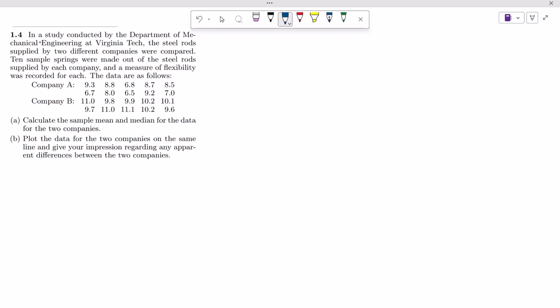8th edition. And the statement of this question is: in a study conducted by the Department of Mechanical Engineering at Virginia Tech, the steel rods supplied by two different companies were compared. 10 sample springs were made out of the steel rods supplied by each company, and a measure of flexibility was recorded for each. The data are as follows. This is the recorded measure of the flexibility for company A and company B as well.